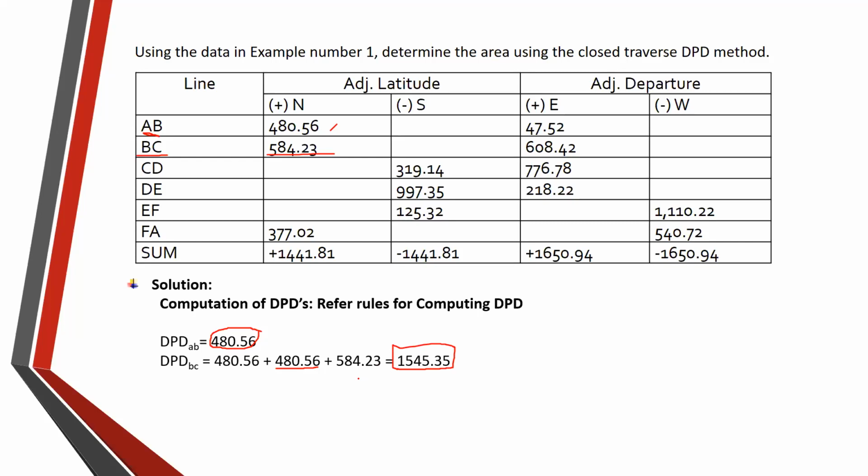Next, we have the DPD of the line CD. DPD of the line CD is just equal to the preceding DPD, which is 1,545.35, plus the preceding latitude, which is 584.23, minus yung latitude itself, the course itself, 319.14. Again, bakit negative? Nasa south siya. So, negative yon. We will have 1,810.44. Is this correct po?